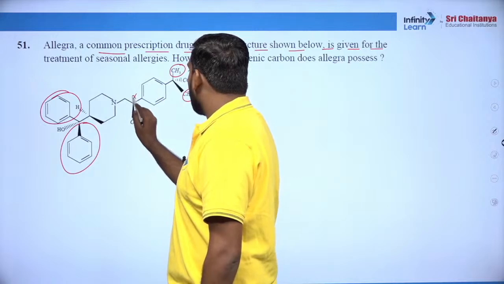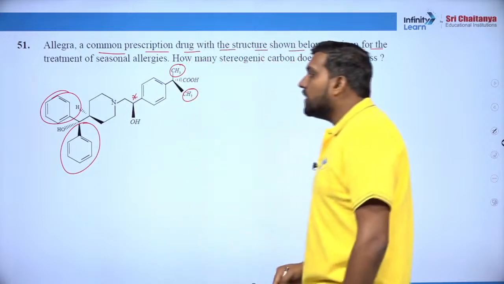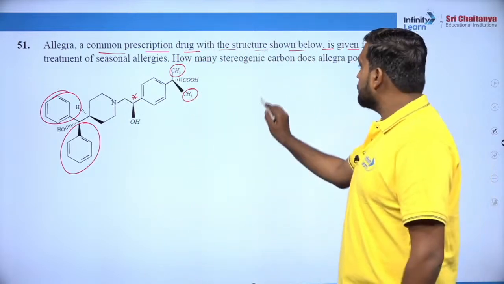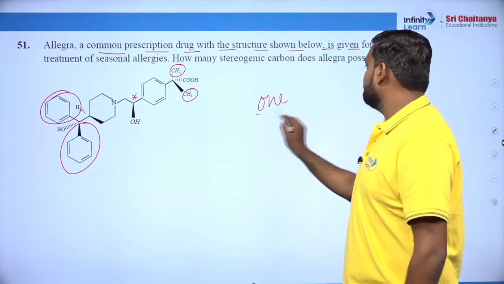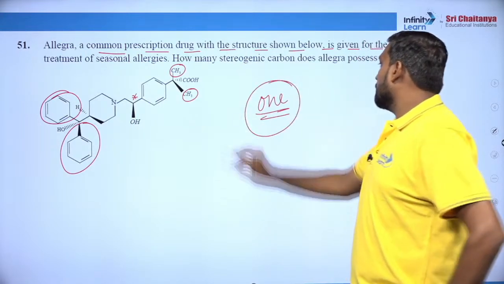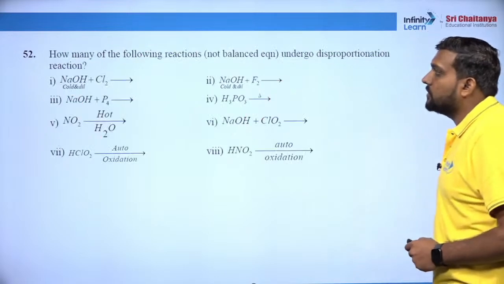This also has similar groups, so this is also not stereogenic. Only this carbon is stereogenic. Only this carbon is stereogenic, okay. So the answer is 1, okay. So the correct answer is 1. Moving to the next question.